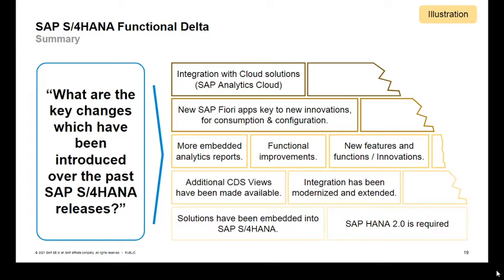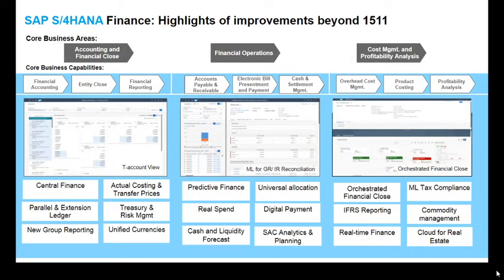Here are some of the finance highlights. So some of the capabilities we have added into the solution since we started providing SAP S4HANA. We have, for example, added predictive finance. We have focused on real spend visibility. We are also looking, as you saw on the slide before, the leveraging the SAP Analytics Cloud for analytics and planning capabilities. The same around commodity management, something we have added over the past few releases.